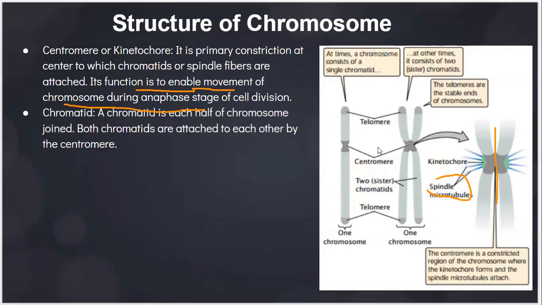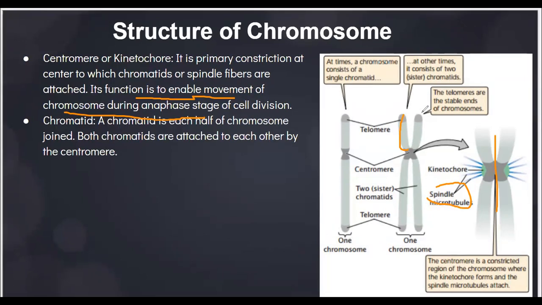Another part of the chromosome is the chromatid. You can see these 2 parts, this part and this part. These are nothing but chromatids. A chromatid is each half of the chromosome joined. They are attached by this middle protein structure, the centromere. This is your centromere. They are also known as sister chromatids. So two chromatids are there. So, clear on centromere and chromatid.